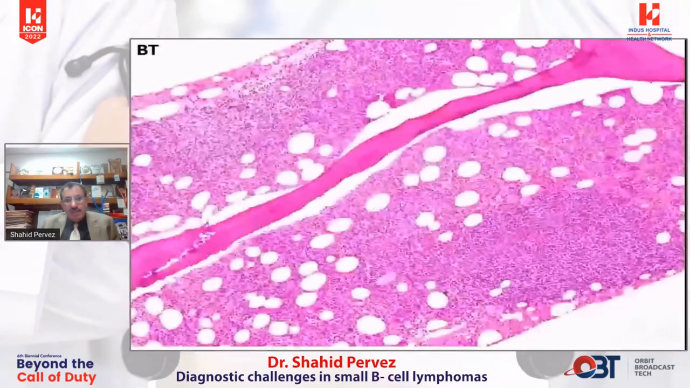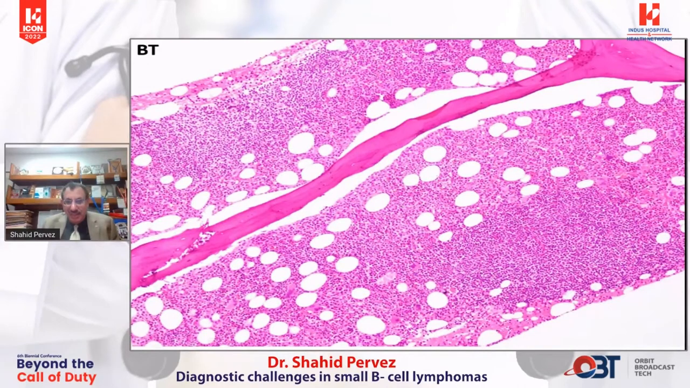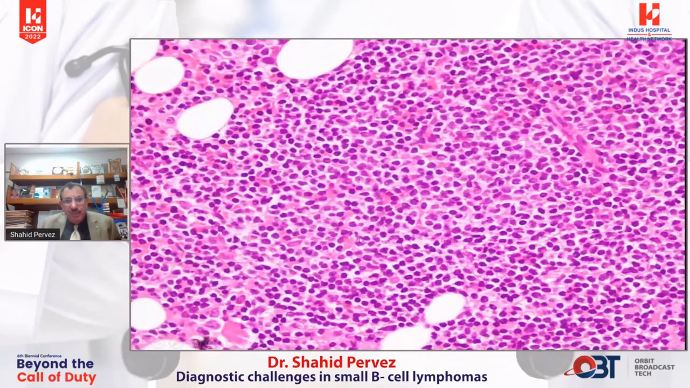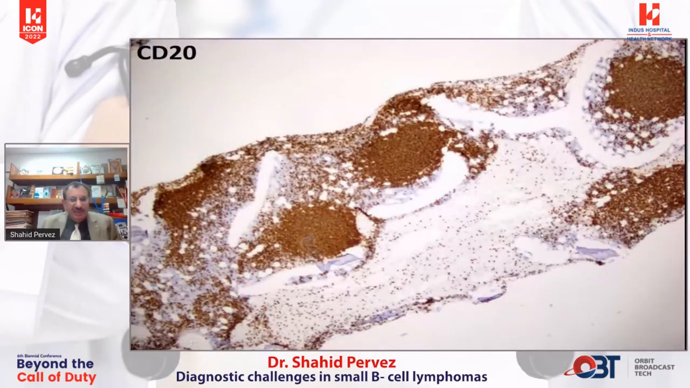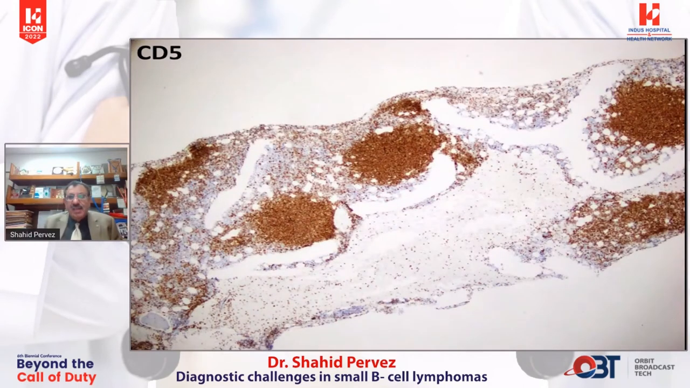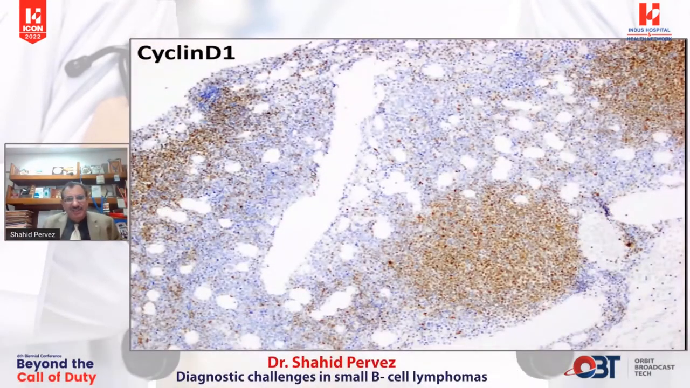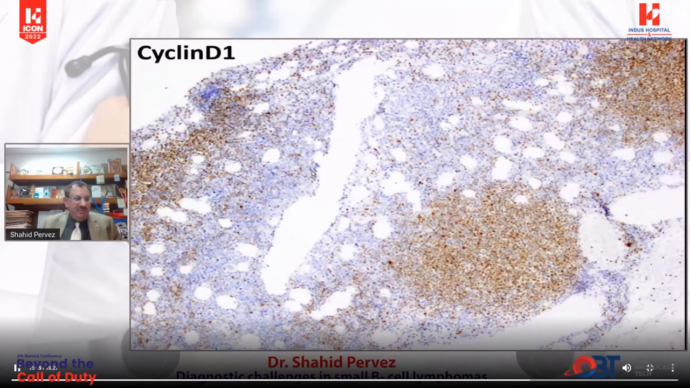Right? And this is the bone marrow trephine, and you can see these aggregates on low power. And this is the higher magnification. So these are the monomorphic small lymphoid cells. And on CD20, they are highlighted, predominantly in a follicular or nodular configuration, but also interstitial, right? And you see that CD5 is as good as CD20, like in flow cytometry, and cyclin D1 is strong nuclear positive.